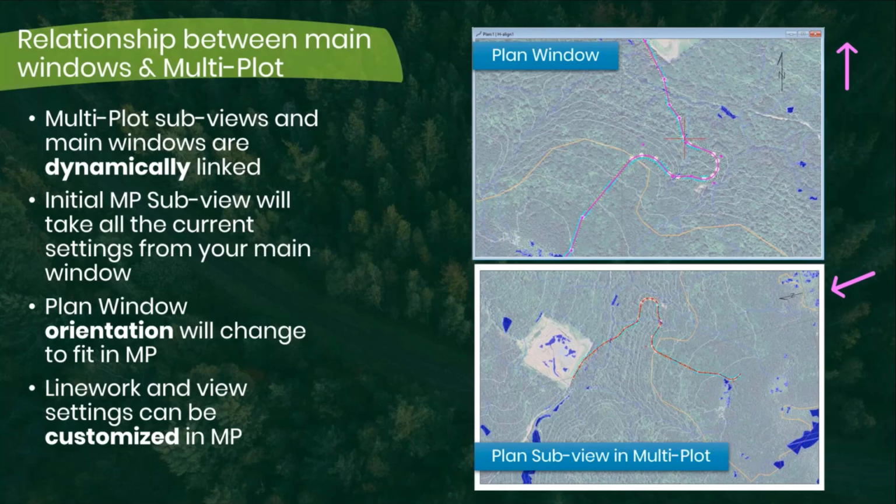So multiplot subwindows and the main windows, as I mentioned, are dynamically linked. They are dynamically linked for everything relating to geometry. Your initial multiplot subview is going to take all of the settings from your main window, but you can change the settings in multiplot to look a little bit different. So multiplot can be updated to have different line types, different visual properties.